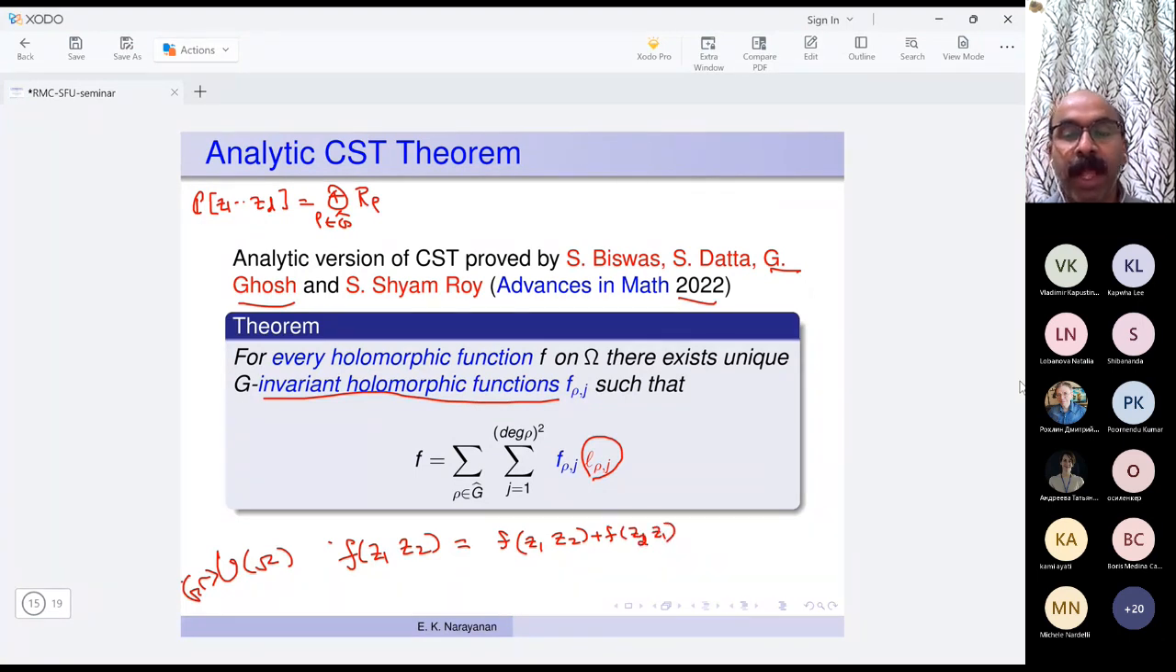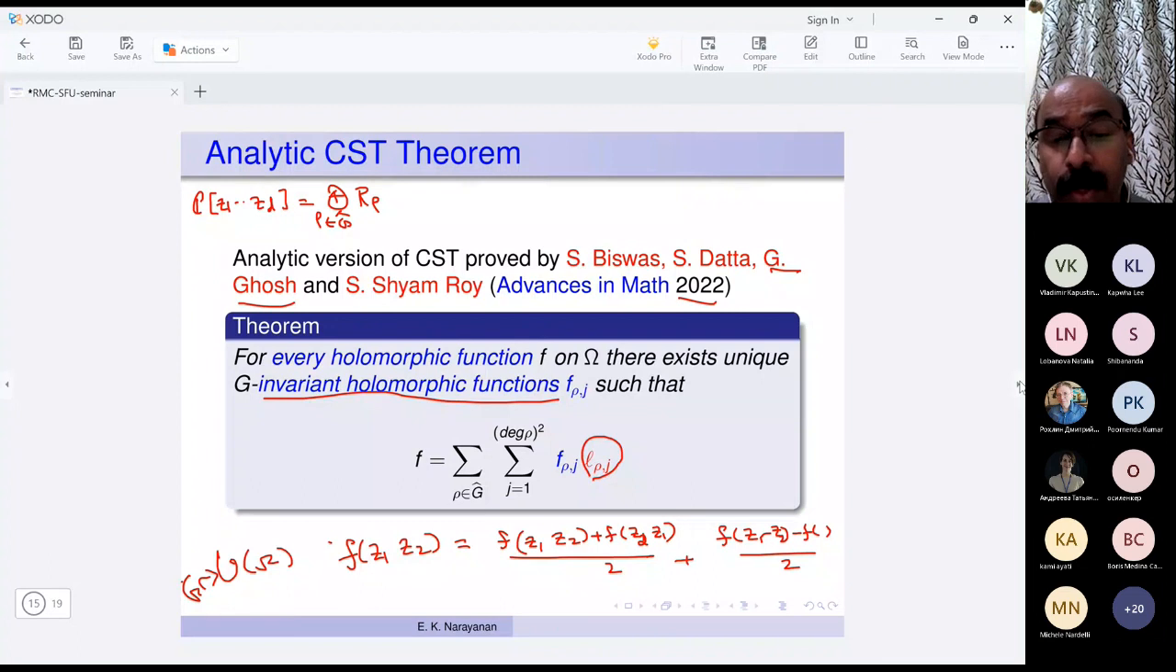Z2, Z1, so you flip it, right? Plus the antisymmetric one. Now the antisymmetric one is (Z1 minus Z2) divided by 2, right? So the antisymmetric one vanishes on the variety Z1 minus Z2 equal to 0, on Z1 equal to Z2. So since it's a holomorphic function and Z1 minus Z2 is irreducible, it will be divisible by Z1 minus Z2.